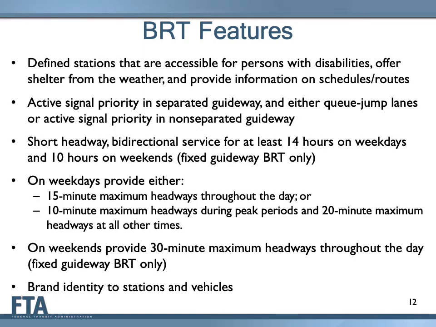As shown on the last slide, the law states that a BRT project in the CIG program must include features that emulate the services provided by rail, including defined stations, traffic signal priority, short headway bidirectional services for a substantial part of the day, and any other features the Secretary of the United States Department of Transportation may determine are necessary. This slide shows how FTA defines each of those BRT features. The project must include defined stations that are accessible for persons with disabilities, offer shelter from the weather, and provide information on schedules and routes.